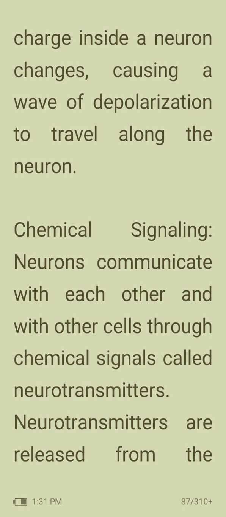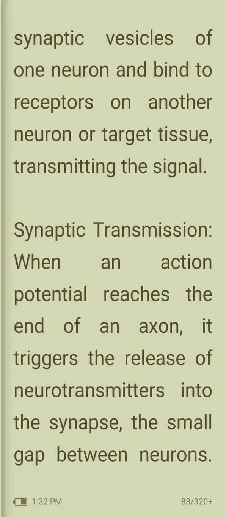Then chemical signaling. Neurons communicate with each other and with other cells through chemical signals called neurotransmitters. Neurotransmitters are released from the synaptic vesicles of one neuron and bind to receptors on another neuron or target tissue, transmitting the signal.